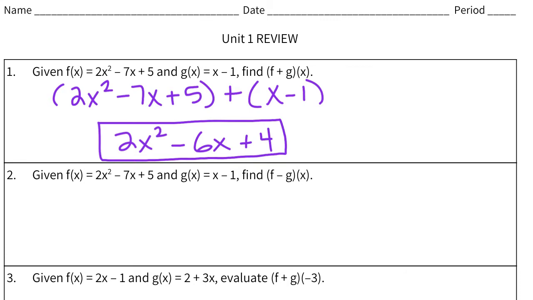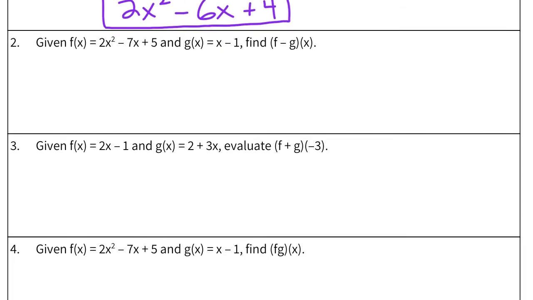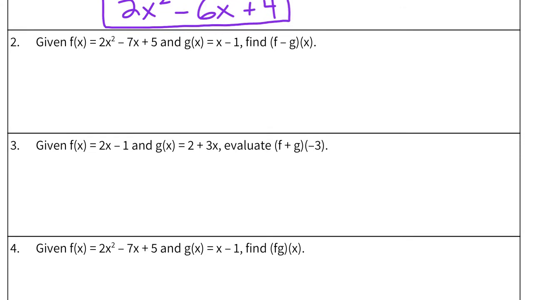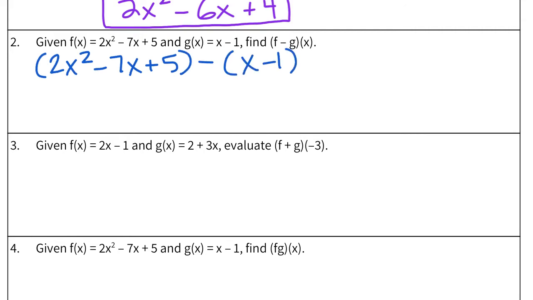Okay, the next problem. So given it's the same two functions, f of x and g of x, this time they want us to find f minus g of x. So I'm going to rewrite it. Here is f of x, which is 2x squared minus 7x plus 5. Subtract, parentheses, x minus 1. Okay, so with subtraction, there's an extra step in that you have to distribute the negative sign. So the minus counts as a negative, and you need to distribute it to everything in that second parentheses.